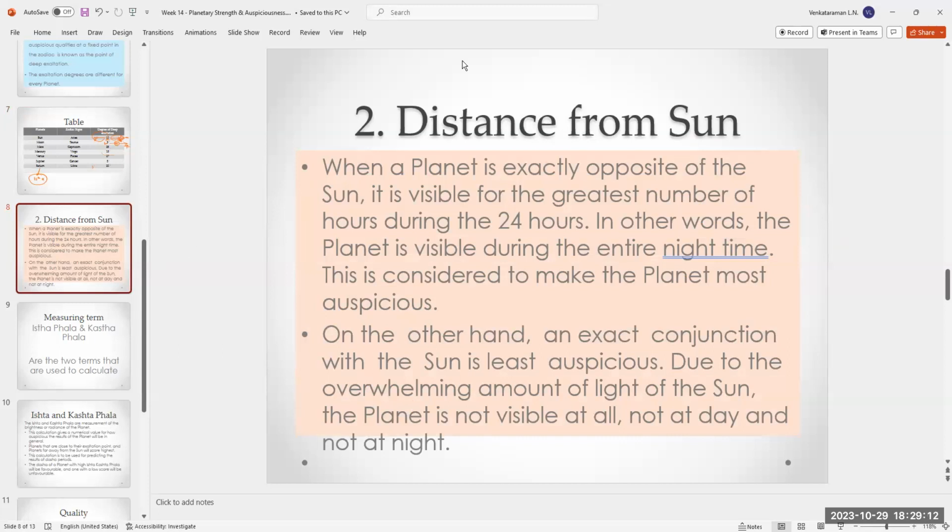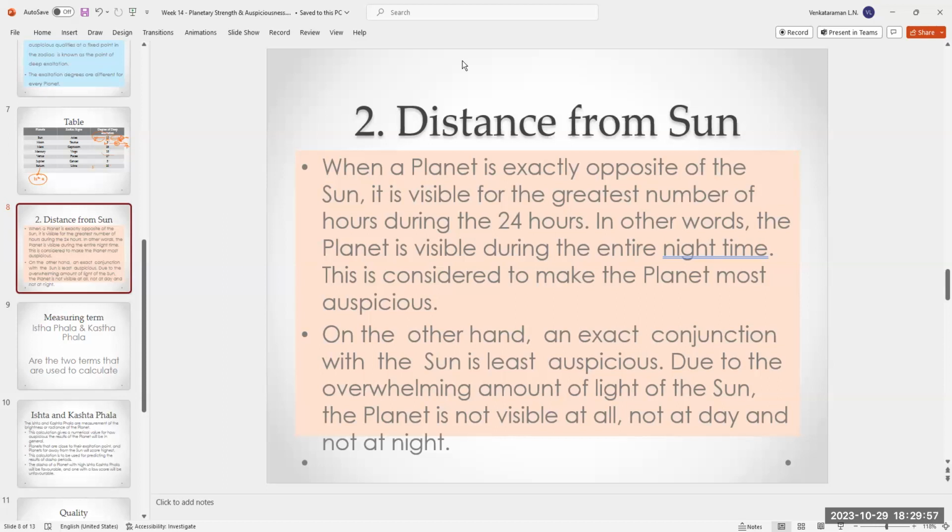When a planet is exactly opposite of the sun, it is visible for the greatest number of hours during the 24 hours. In other words, the planet is visible during the entire night time. This is considered to make the planet most auspicious. On the other hand, an exact conjunction with the sun is least auspicious. Due to the overwhelming amount of light of the sun, the planet is not visible at all, not at day and not at night.